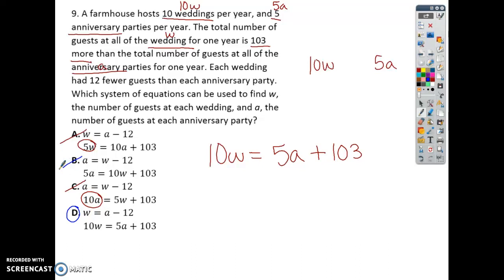And if we look at the other equation, it says that each wedding, that's W, had 12 fewer guests than each anniversary, that's A. So the weddings had 12 fewer, that's less, than the anniversaries. That's how you get the other equation. All right, let's try and finish the other two.